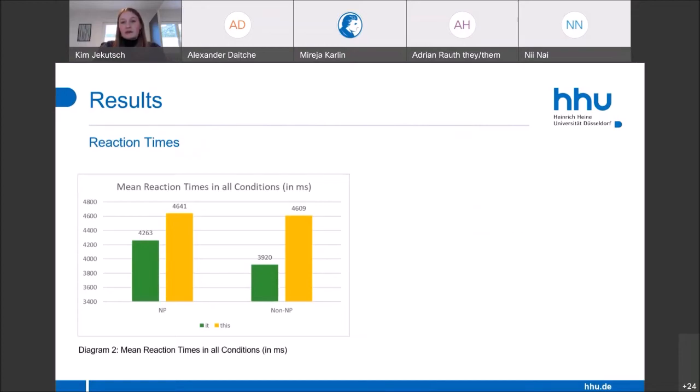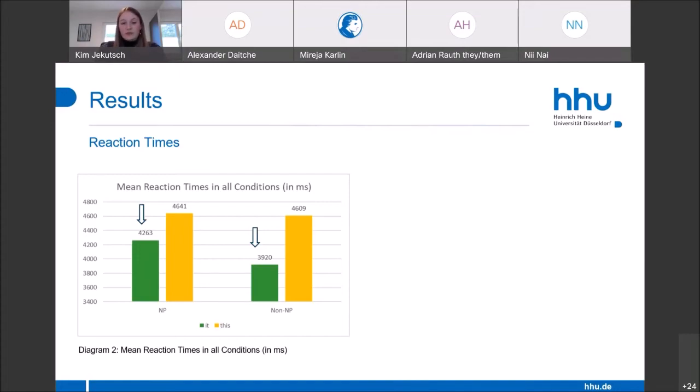In the next step, I looked at the reaction times of the participants. Therefore, diagram 2 shows the mean reaction times in all conditions in milliseconds. Here, green presents all instances with it, and yellow with this. We can see that, similar to the prediction, the mean reaction time was longer when a noun phrase is referred to with this. But looking at the non-NP entity, it is striking that the mean reaction time for this was also longer. So what we can observe is that in general, sentences take longer to process when reference is made with this.